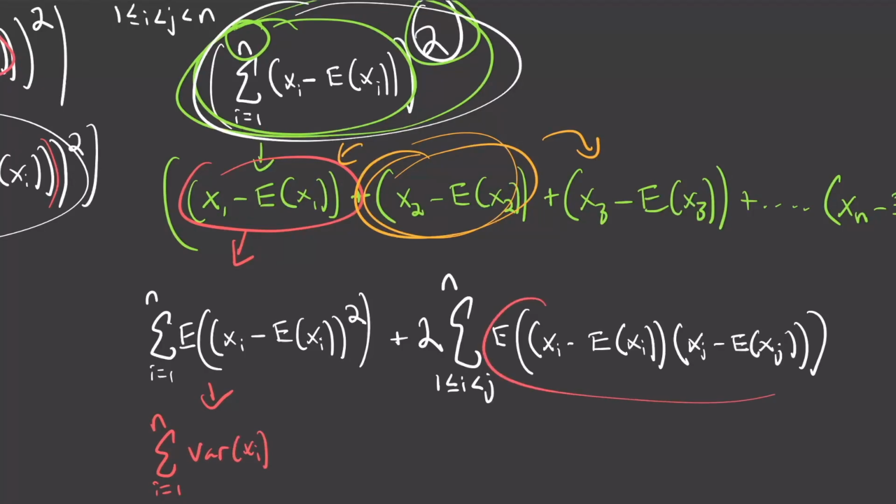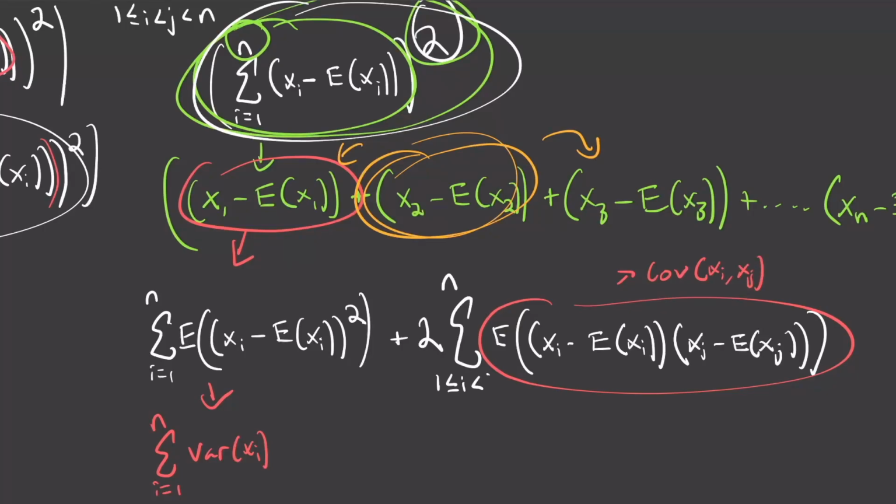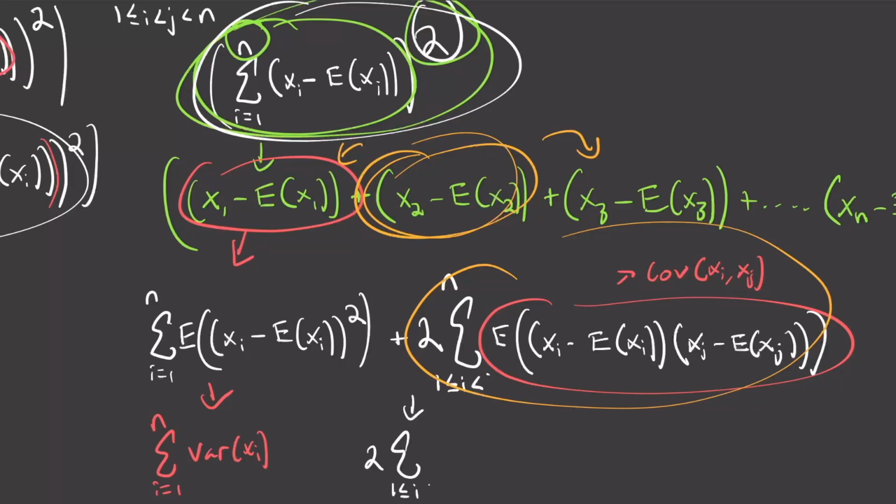And then the expected value of x sub i minus the expected value of x sub i, times x sub j minus the expected value of x sub j, where i and j are not equal, is just the covariance. This right here is the covariance of x sub i with x sub j. So then this whole term right here is just going to be equal to 2 times the sum from 1 less than or equal to i, which is less than j, and j is going up to n, of the covariance of x sub i comma x sub j.